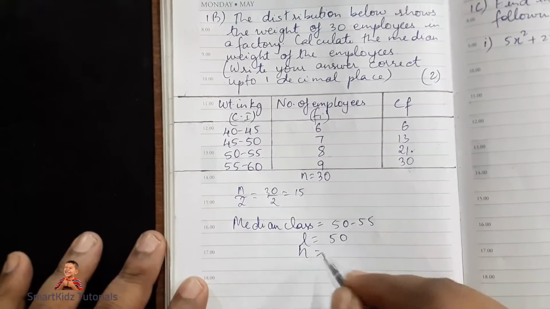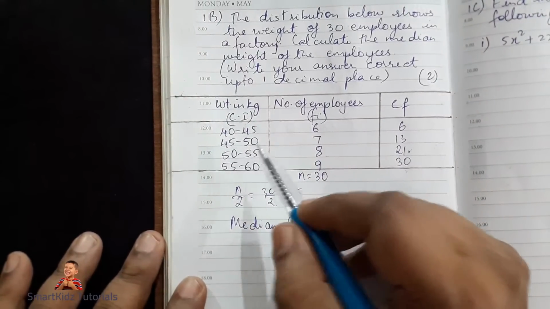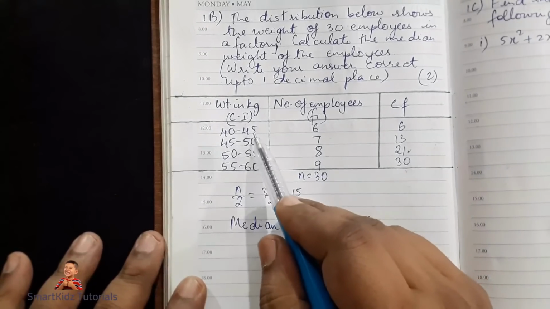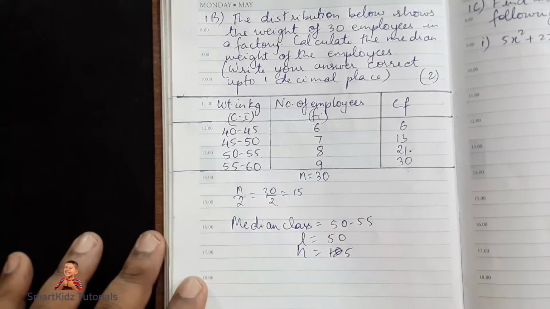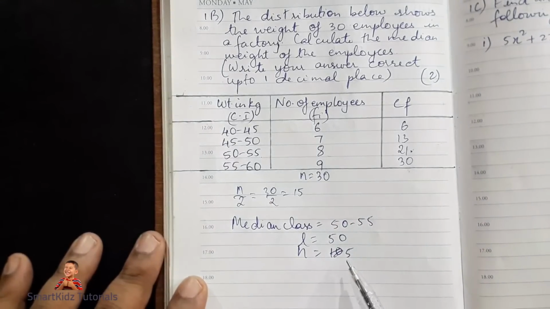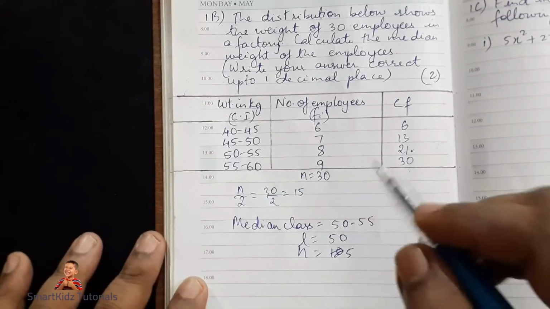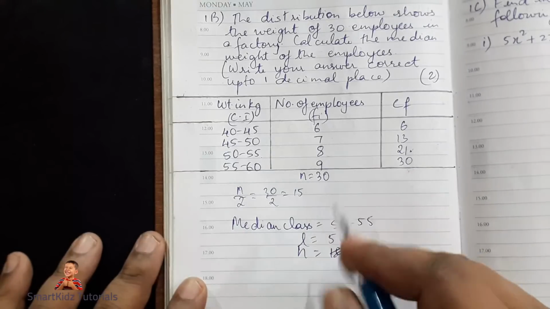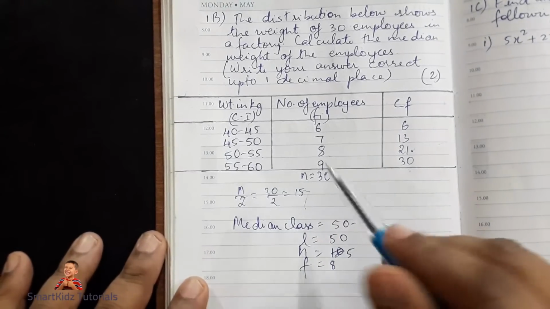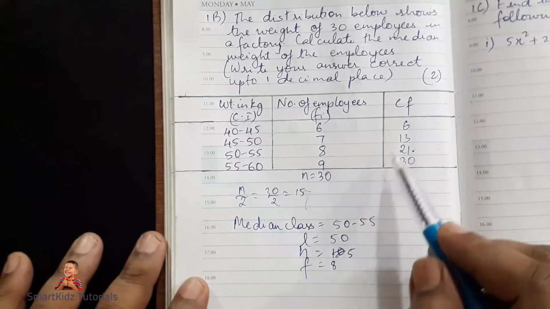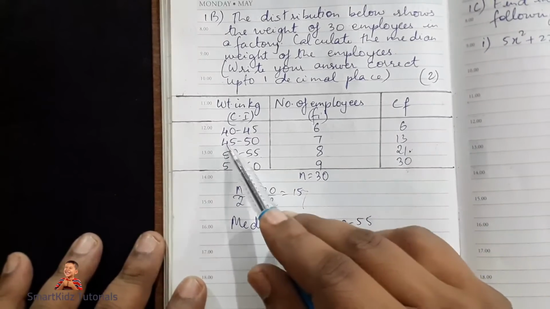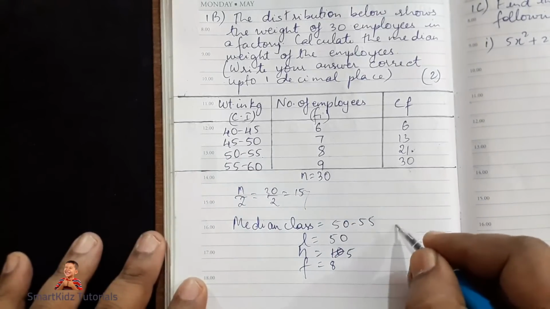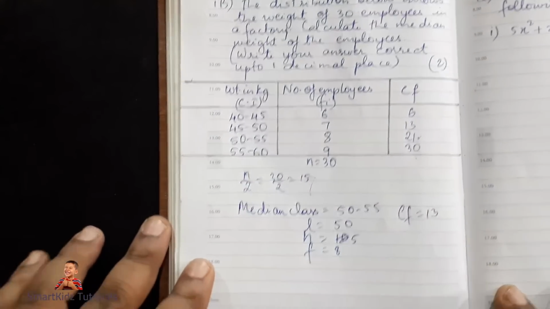Our class interval, that is upper class minus lower class, would be 10. Sorry, not 10, 5. Because you can take any one: 45 minus 40 is 5, or 50 minus 45 is 5. So H would be 5. Our frequency would be the frequency of the median class, that would be 8, and the cumulative frequency would be the cumulative frequency of the class preceding the median class. Class preceding the median class is 45 to 50. So the corresponding cumulative frequency is 13. So CF is equal to 13.